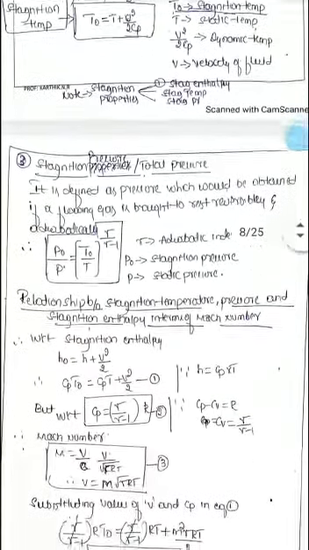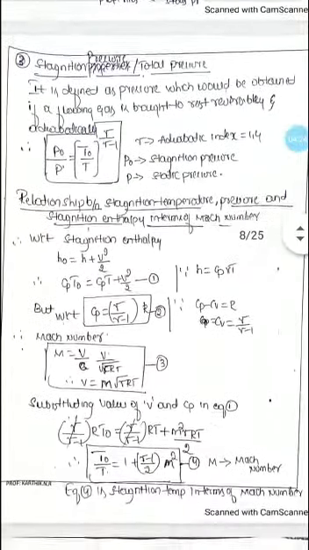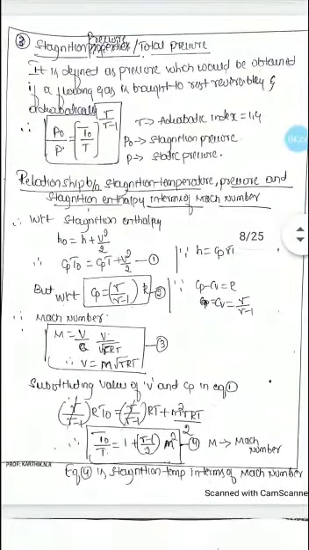Then we come to the next property, that is stagnation pressure or total pressure. It is defined as the pressure measured when a body is at rest for a reversible and adiabatic process. Therefore, P0 by P is equal to (T0 by T) raised to gamma divided by gamma minus 1, where gamma is the adiabatic index, that is 1.4. P0 is the stagnation pressure and P is the static pressure.